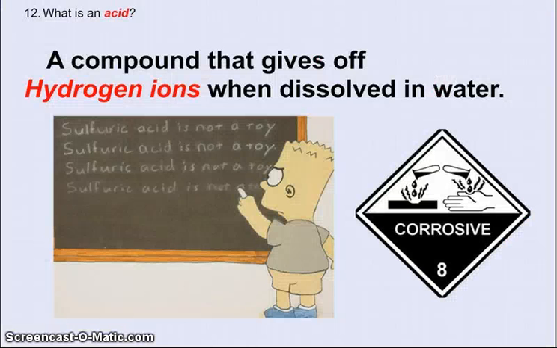Now, since we're in the naming and formula writing, we do have a special group of compounds, acids. They will give off hydrogen ions when dissolved in water. We will do a whole unit on acids and bases in the third quarter, but they are definitely a type of compound, and we'll need to make sure we know their names and formulas. We use a lot of them in the lab between now and then.